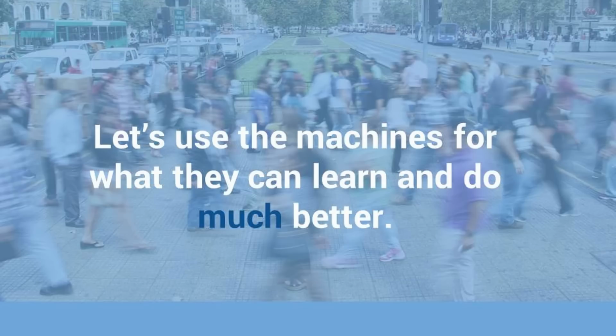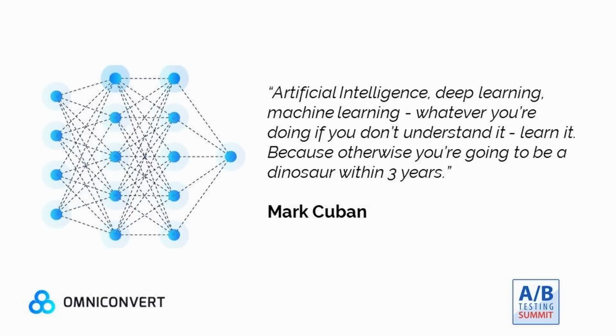The fact is that humans are distracted, and let's use the machines for what they can learn and do much better, for those limited things that they are doing better than us. Humans are better for creativity, for addressing and changing the overall strategy. We are not in the AI era yet, but for those things that could be addressed by machine learning, why don't we do it? According to Mark Cuban, whatever you are doing, if you don't understand artificial intelligence, deep learning and machine learning, you need to learn it, because otherwise you're going to be a dinosaur within 3 years.